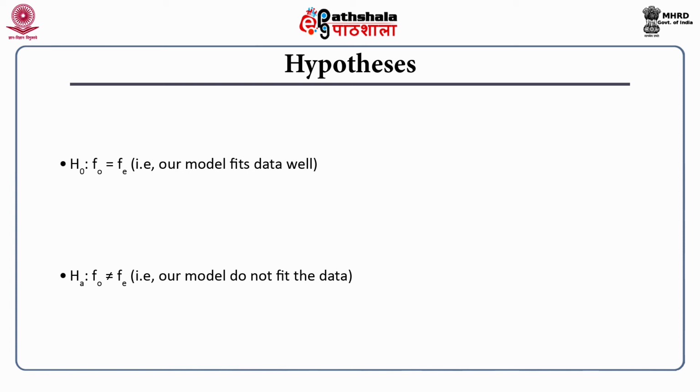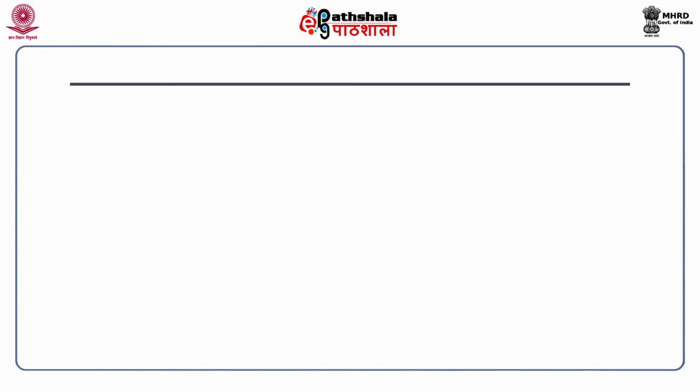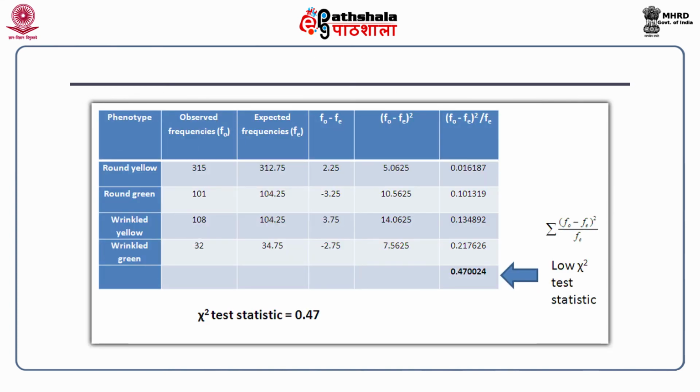Perhaps Mendel wanted to prove that his data conforms to his model. So basically he wanted to prove that his null hypothesis is true and the alternate hypothesis is wrong. That is what probably he wanted to prove. So you can do the same chi-square test, exactly the same. You can plug into that same equation.